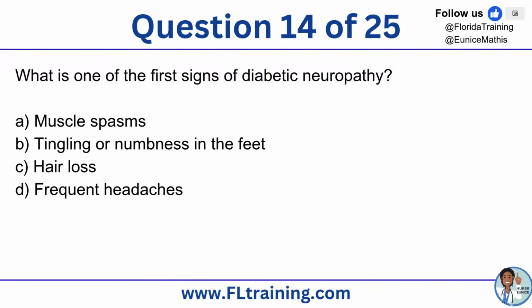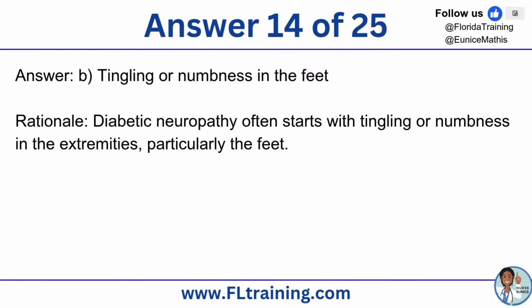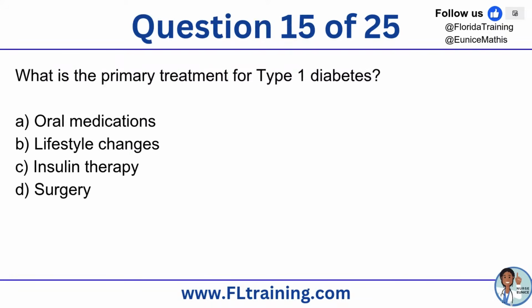And I know you're going to get this one right. Yes, yes, yes, it is B. So diabetic neuropathy often starts with tingling or numbness in the extremities, particularly the feet.